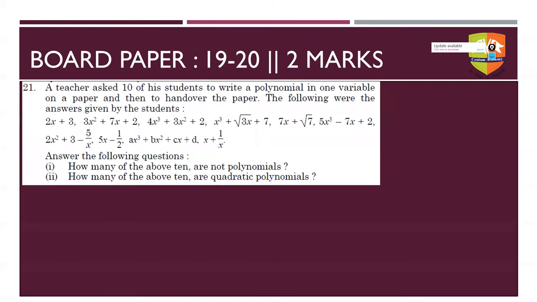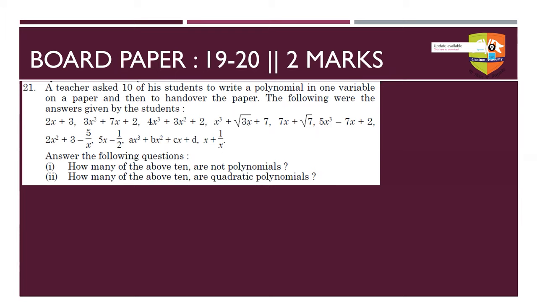Yay, this one. A teacher asked 10 of his students to write a polynomial in one variable on a paper and then to hand over the paper. So the following were the answers given by the students: 2x plus 3, 3x square plus 7x plus 2. So what is the question? How many of the above 10 are not polynomials? So not is the keyword.